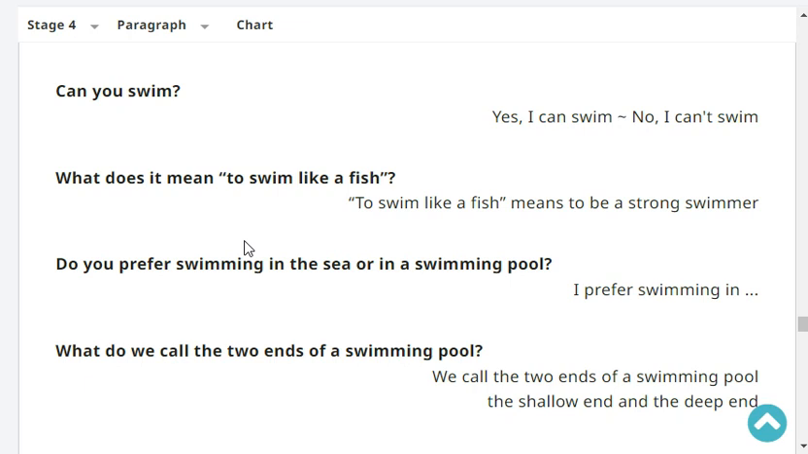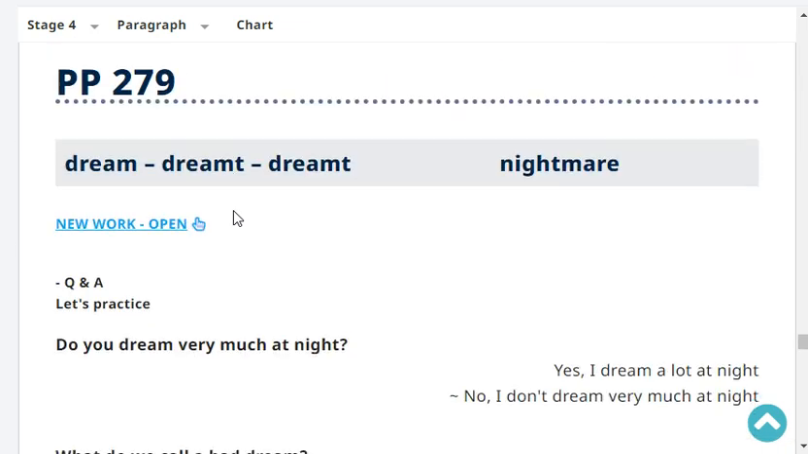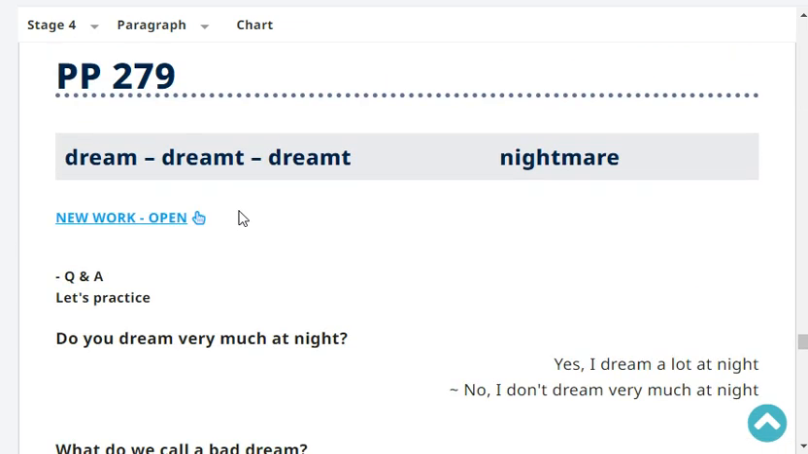Do you prefer swimming in the sea or in a swimming pool? I prefer swimming in the sea than in a swimming pool. Very good. What do we call the two ends of a swimming pool? We call the two ends of a swimming pool the shallow end and the deep end. Very good. Okay, and that's the end of our revision. Let's have new work.